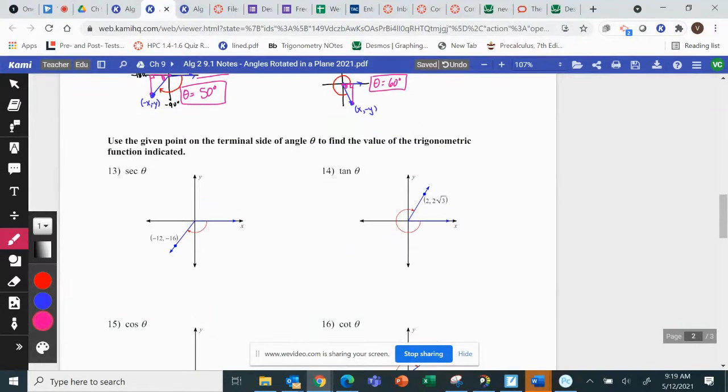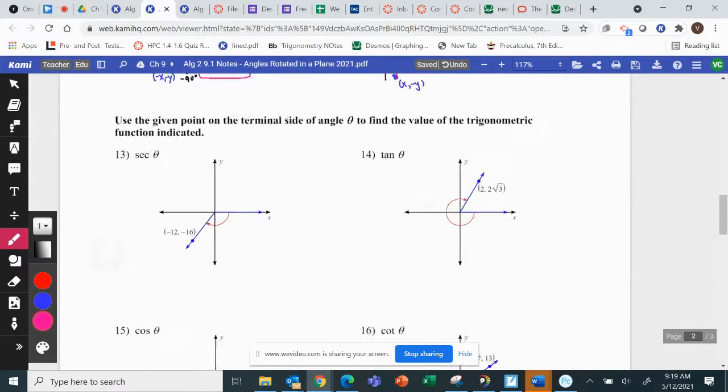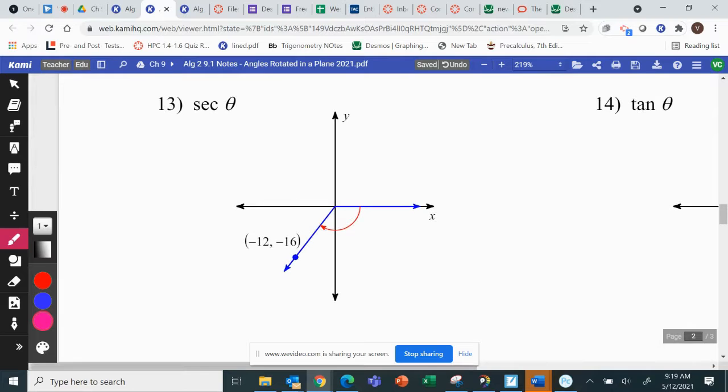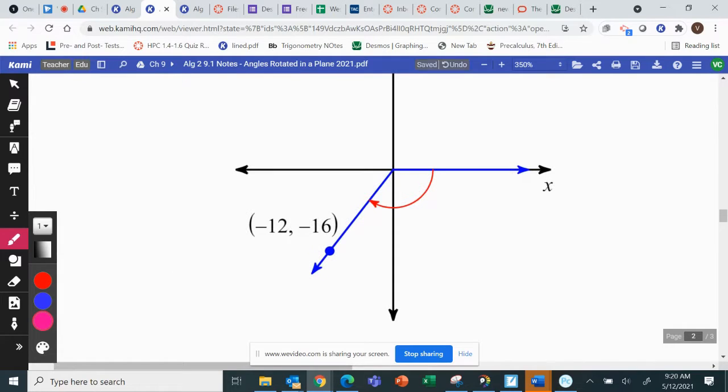So I'm not going to be able to do the rest of these, but I'll just do a few of these. This one right here won't be too bad. Okay, so question 13 has given the ordered pair at which the terminal side is. So let's draw the triangle to graph that ordered pair. We start at 0, 0, and we go negative 12, negative 16. Then I draw my theta in the same place we've been drawing the thetas.